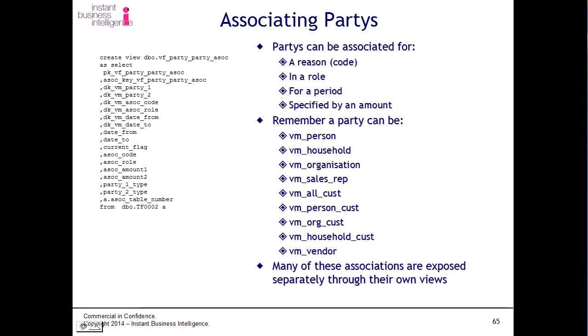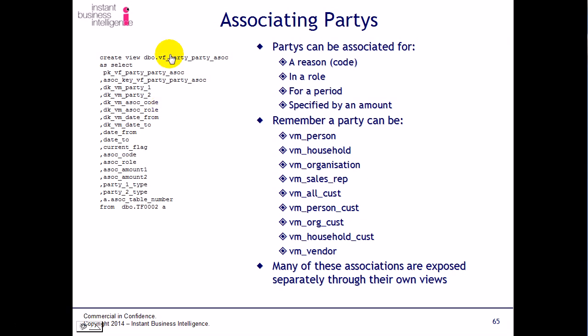Now, in terms of associating parties, parties can be associated for a reason and in a role for a period for a specified amount. So, for example, a company can own another portion of a company for a period, and the portion of the company ownership can change over time. Or a person can own a portion of a company for a period, and the portion of ownership of a company can change over time.